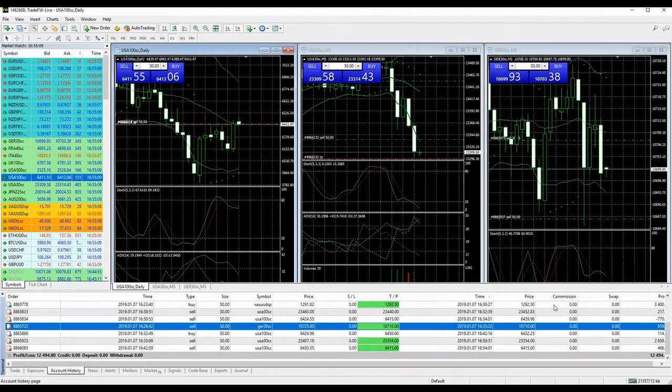Guys, we had take profit on USA 100, $400, extra $400.